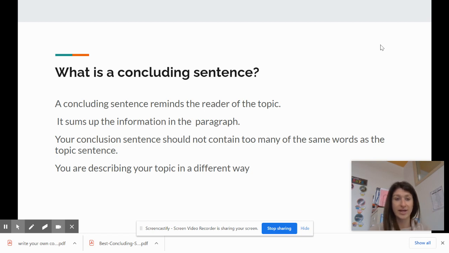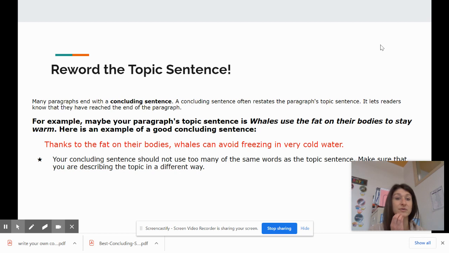So let's take a look at some examples, and then we're going to see how we can write our economy paragraphs today. So we're going to reword our topic sentence. Here's an example. Many paragraphs end with a concluding sentence. A concluding sentence often restates a paragraph's topic sentence. It lets readers know that they have reached the end of the paragraph.